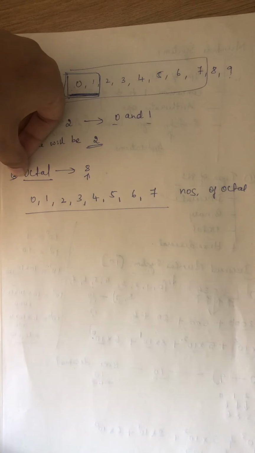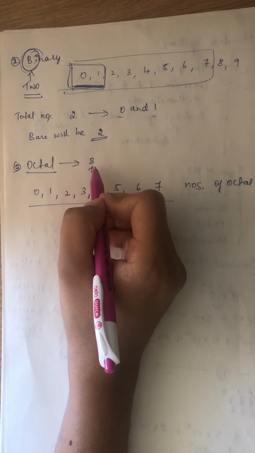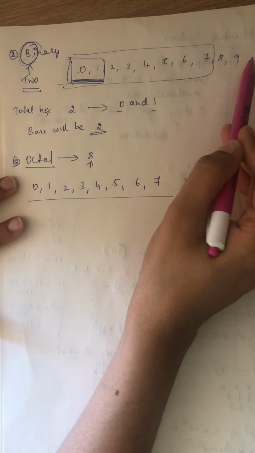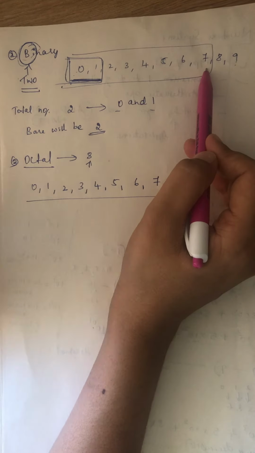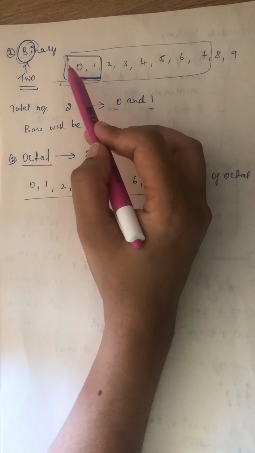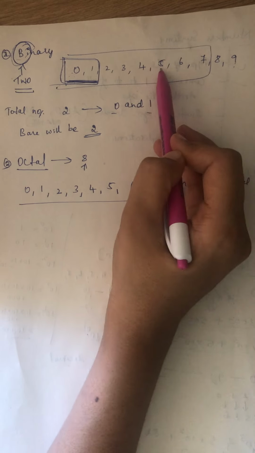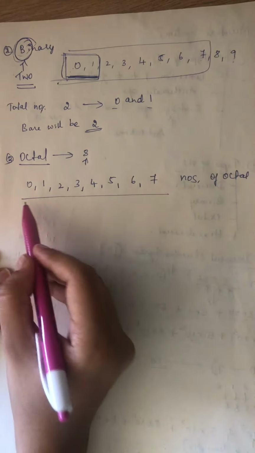So octal refers to 8, so I will have 8 numbers. The regular number system we consider is from 0 to 9, and in that we take the first 8 numbers. The first 8 numbers will be 0, 1, 2, 3, 4, 5, 6 and 7. So these are the numbers.